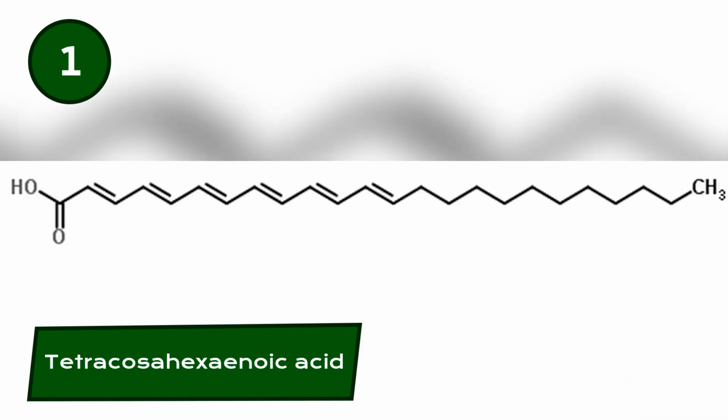Number 1. Tetracosahexaenoic acid. Nisinic acid is a very long-chain polyunsaturated omega-3 fatty acid, similar to docosahexaenoic acid, DHA. The lipid name is 24-6-n3, and the chemical name is all cis 6, 9, 12, 15, 18, 21 tetracosahexaenoic acid.